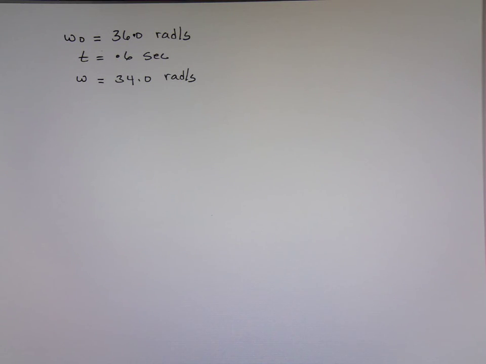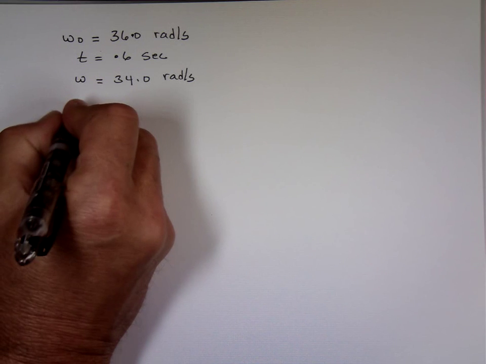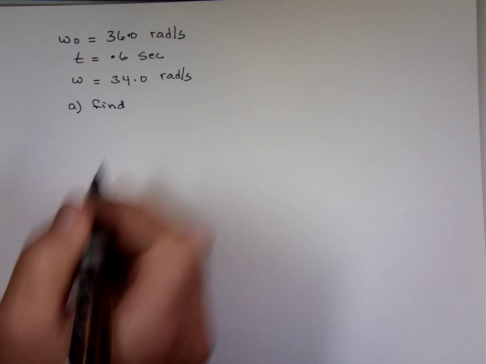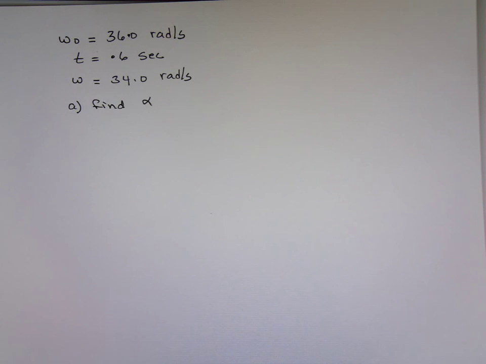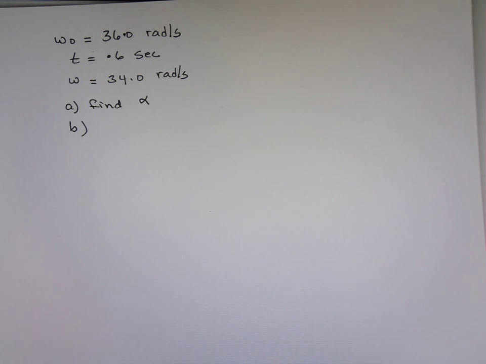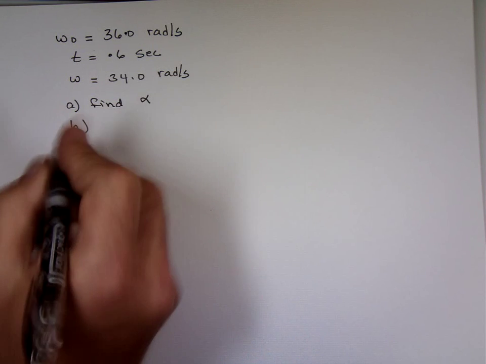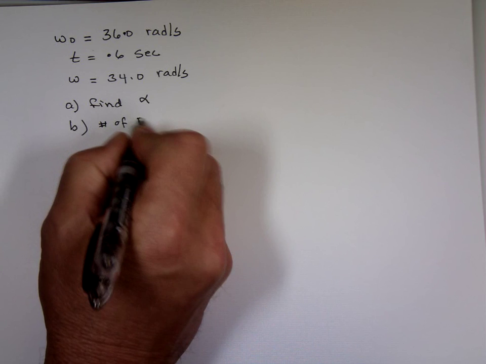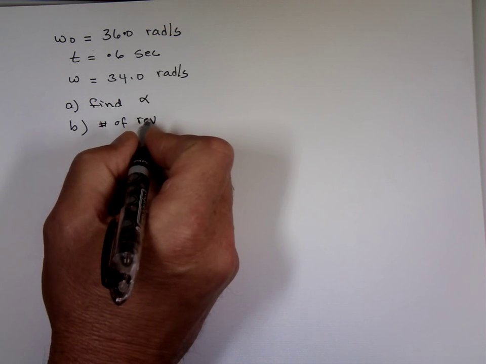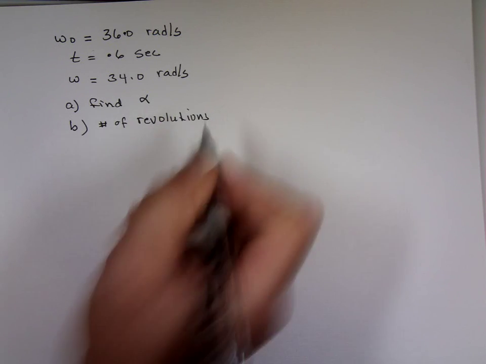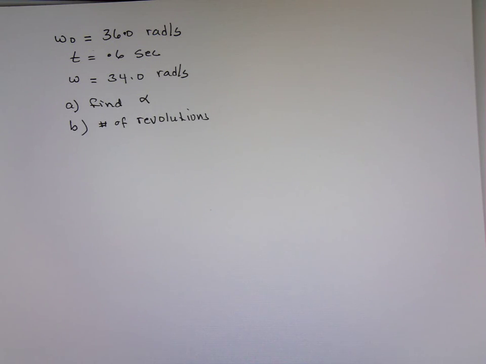And we have a few questions here. First question, A, find the angular acceleration alpha. And B, how many revolutions did the ball spin? Number of revolutions by the time the ball went from the pitcher's hand to the catcher. I have two questions. The number of revolutions.